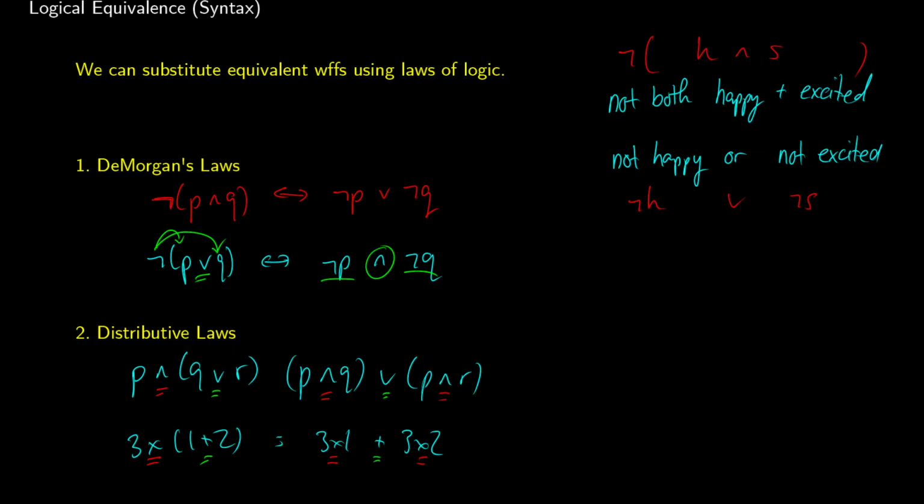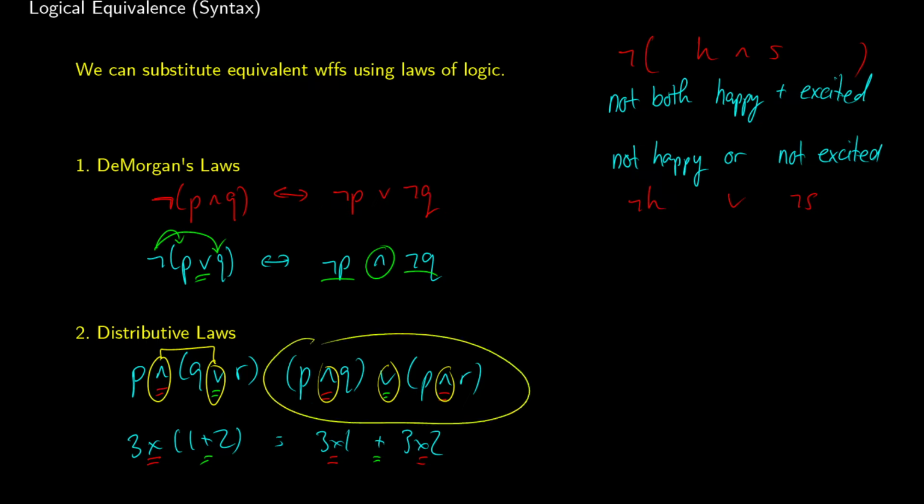It doesn't matter whether these are ands or ors, so it can be P or (Q and R), and that will just flip these as well. What matters is that the two operators are different. If they're different, you can use this law for expansion, or you can take something more complex and factor something out and turn it into a simpler form.